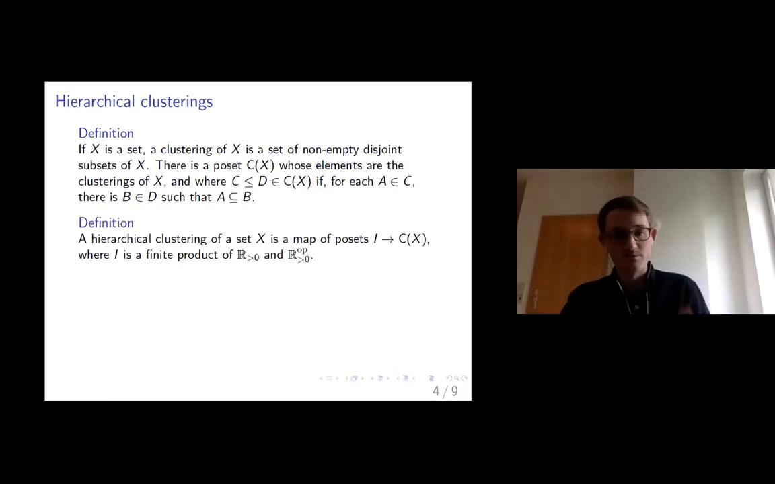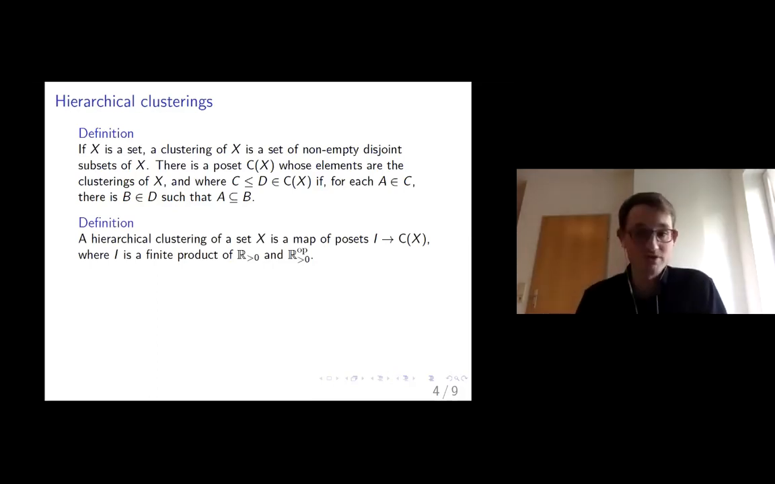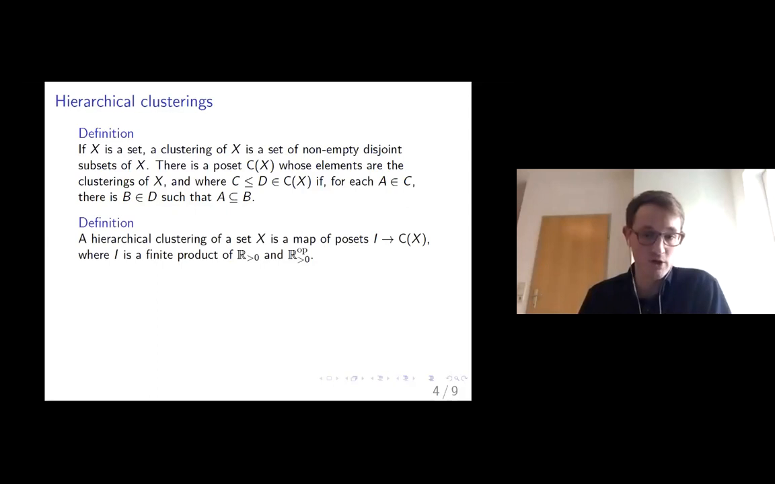And now with this poset of clusterings in hand, we can say that a hierarchical clustering is simply a map of posets into this poset of clusterings. And I'm going to require the domain of this map to be a finite product of copies of the positive real numbers with the usual ordering, or the positive real numbers with the opposite ordering.